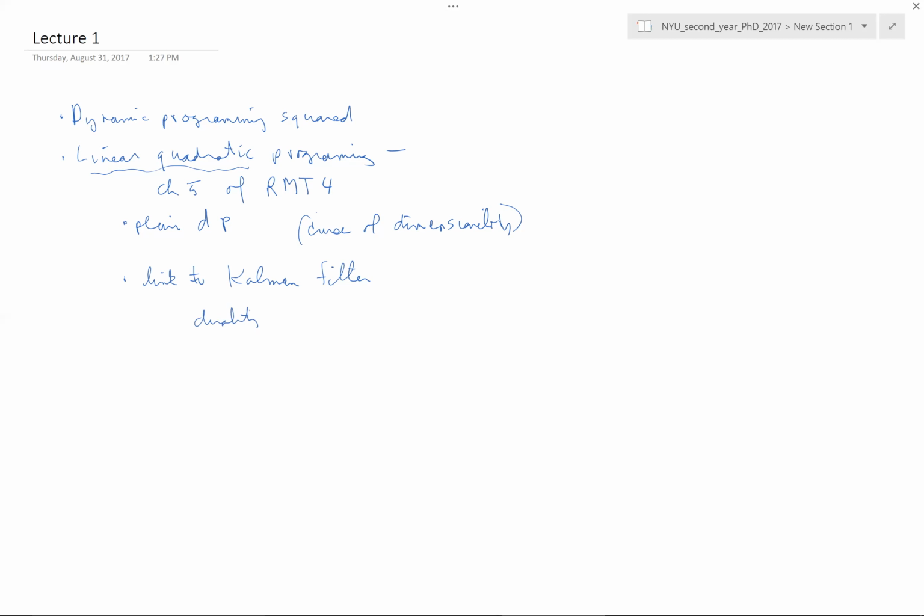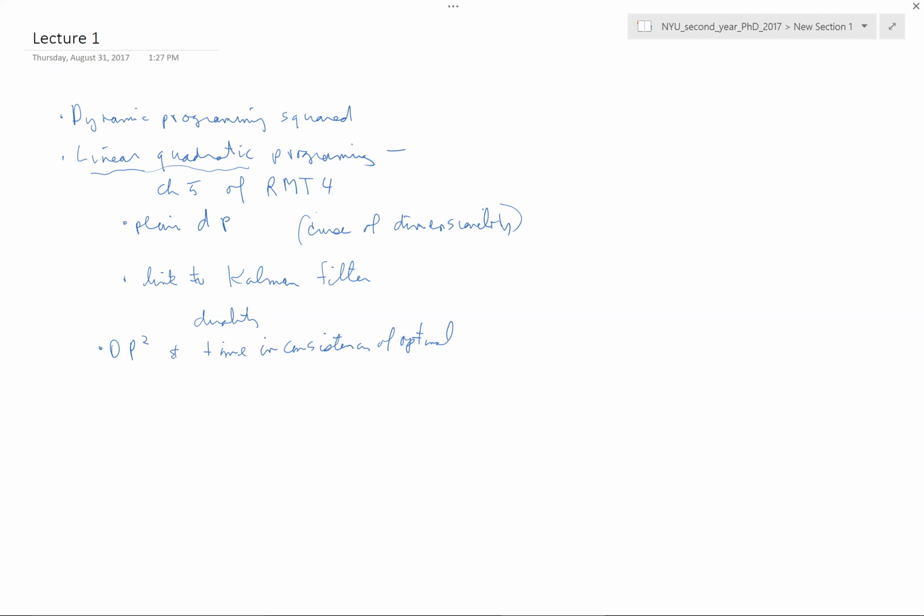Okay, so my reason for focusing on linear quadratic dynamic programming is that it's going to open the door to talking about dynamic programming squared and time inconsistency of optimal plans. So we can give a modern version of this, and there's going to be a hint of what's to come even in this first lecture. So that's where we're going.